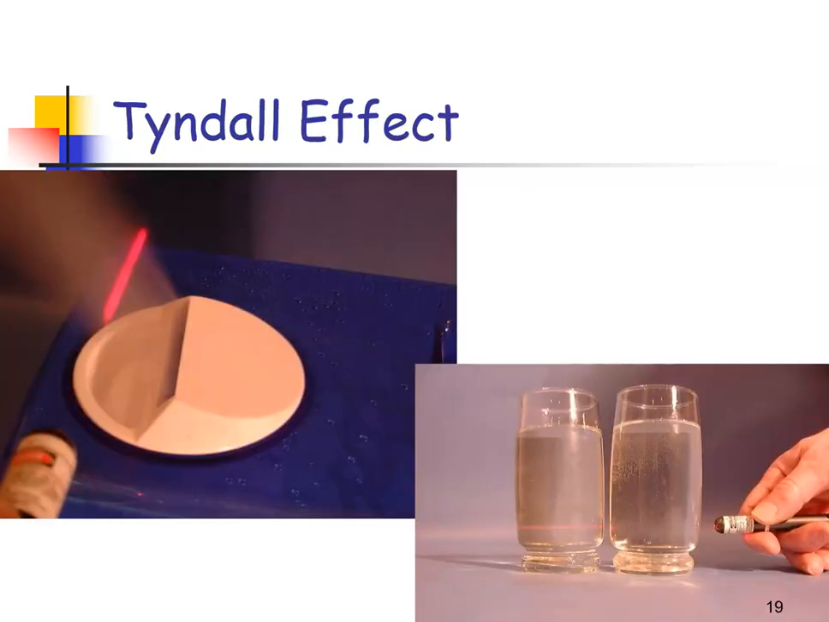Things like milk, fog, those are going to be colloids, and if you shine a beam of light through them, you'll see the beam of light being reflected off of the particles. This glass here probably has a drop of milk or something in it, so you can see the milk water mixture is scattering light from the laser beam.